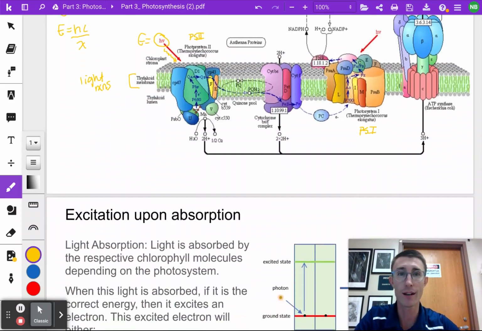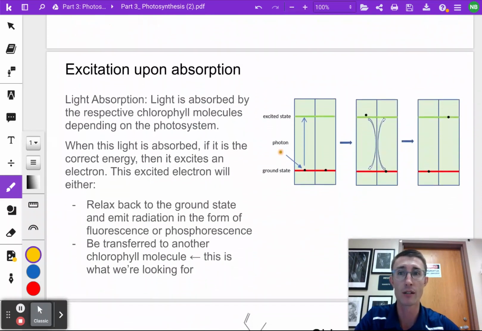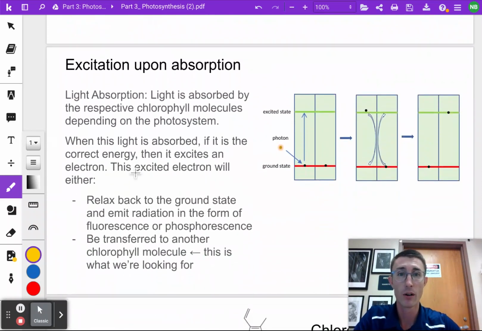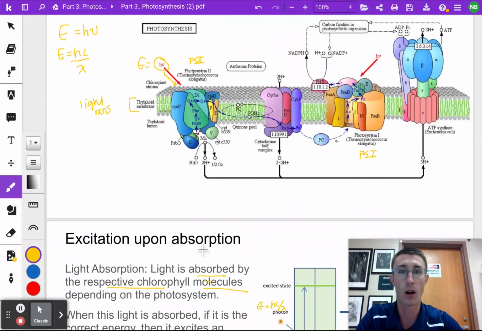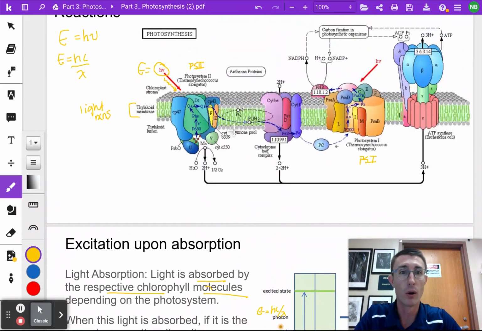Okay, so let's take a step back before we look at these protein complexes and talk about this light absorption again. So remember, we've got light, so energy is equal to hc over lambda in the form of a photon. So this is our light and our packet of light energy, if you will, and it's going to hit some electron. And if it has the right amount of energy, it can be absorbed by the respective chlorophyll molecules. And these molecules depend on the photosystem. So just like we said, we've got two different photosystems that are in place here. We've got photosystem 2 and we've got photosystem 1.